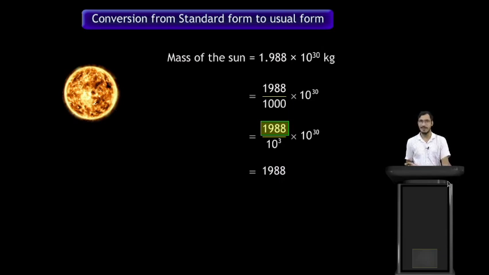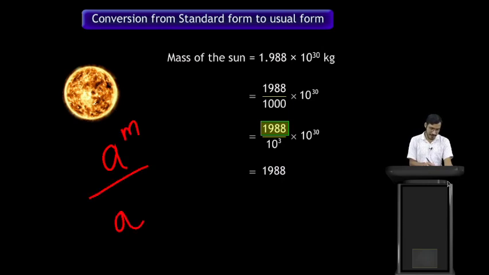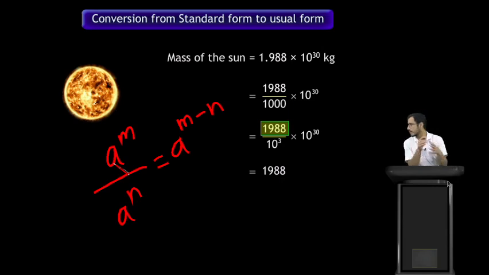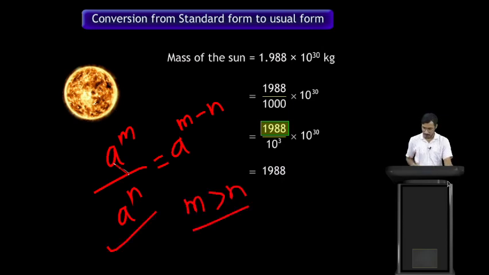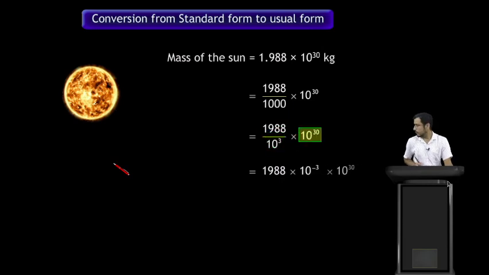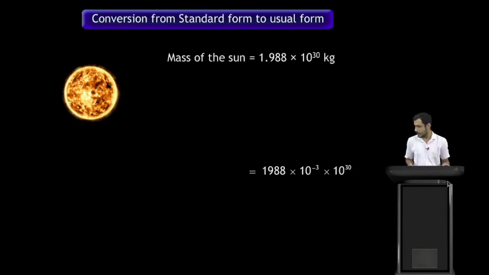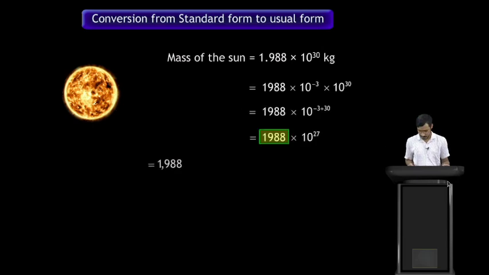Now students, remember the property: a to the power m divided by a to the power n is equal to a to the power m minus n, when m is greater than n, that is the condition. So here you can see 10 to the power 30 divided by 10 to the power 3. So we can write 10 to the power 30 minus 3, so that is 10 to the power 27.